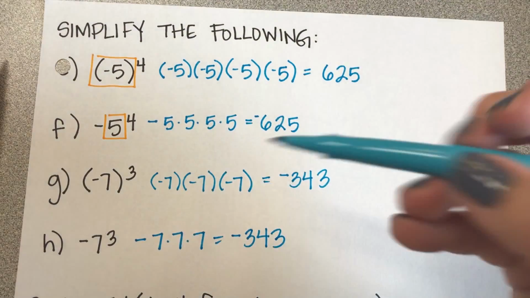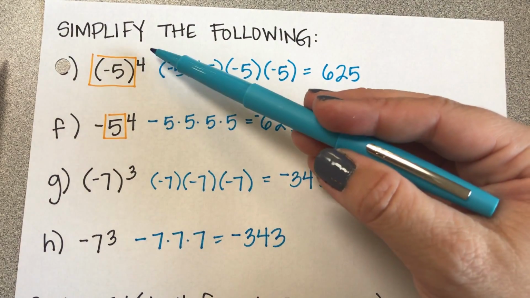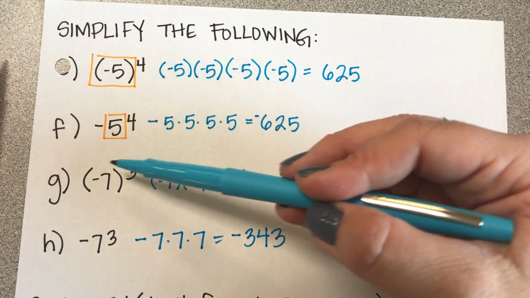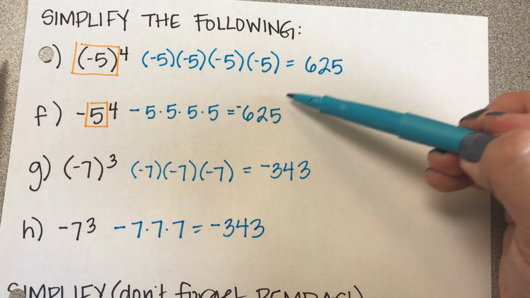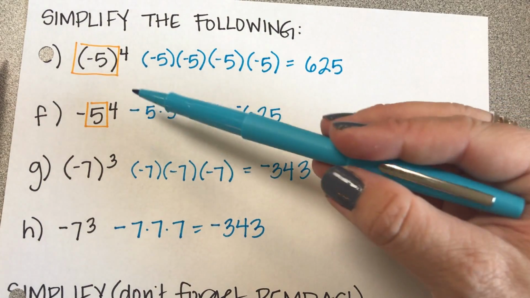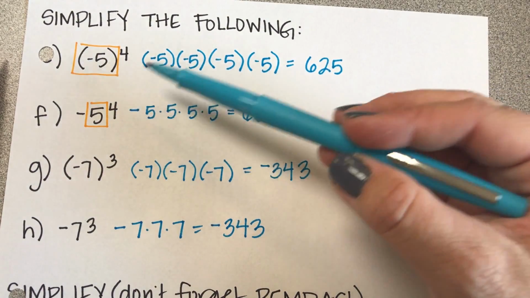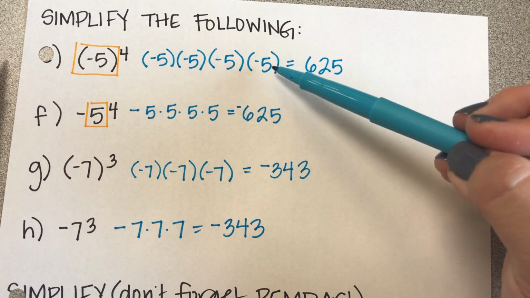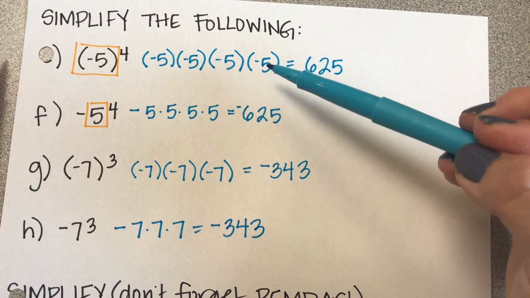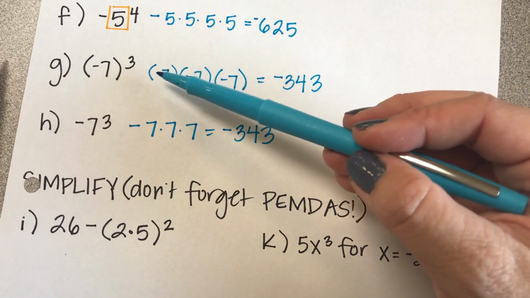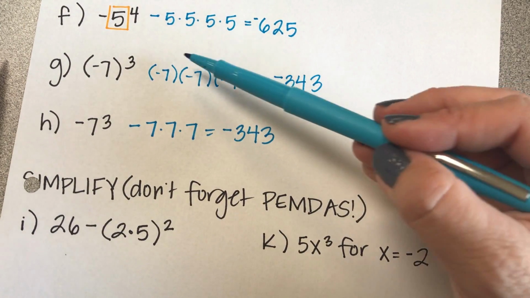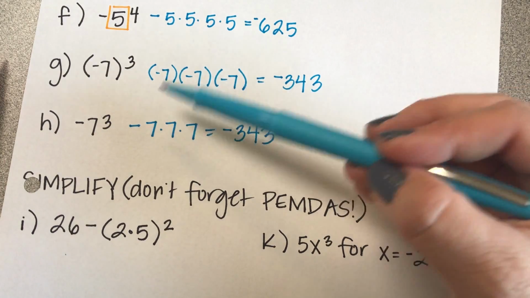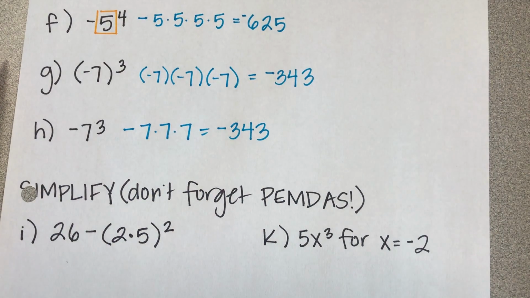So the difference between these two and these two is that because this is an even exponent, it makes this product positive because there's an even number of negatives. Down here it didn't matter because it was an odd number of negatives regardless. It was either 3 or 1, but either way it was going to be negative.